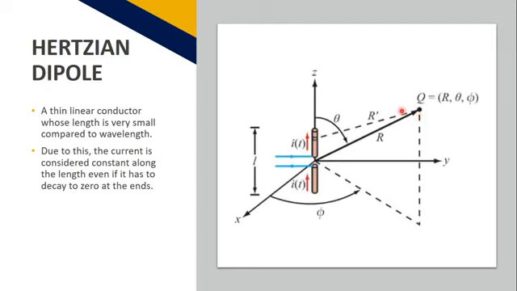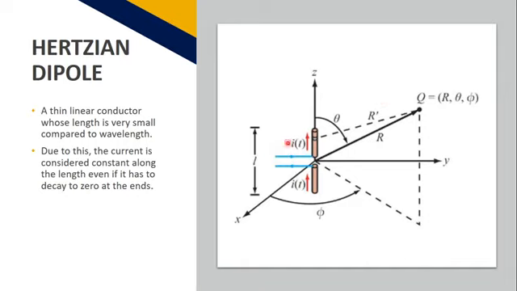Now what does the term wavelength mean? Wavelength is nothing but the distance for which the wave travels. That is what we call by the term wavelength. And Hertzian dipole is one form of an antenna whose conductor length is very small when compared to the wavelength of travel.